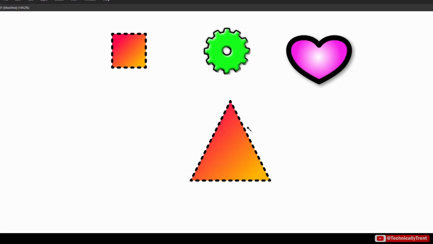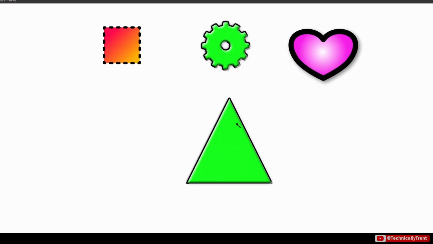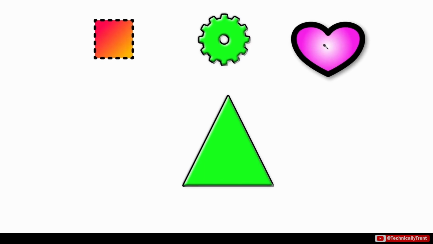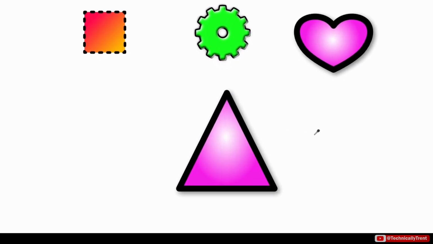The style picker is an easy way to copy properties from one object to another, whether it's stroke, fill, FX, or all of them at the same time. It's supported in all the Affinity products. So let's jump in.